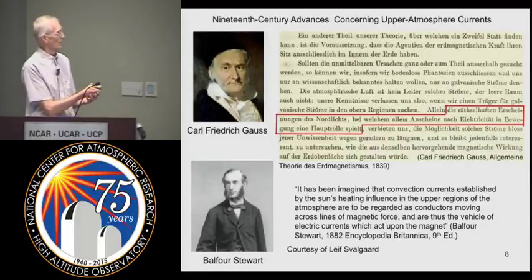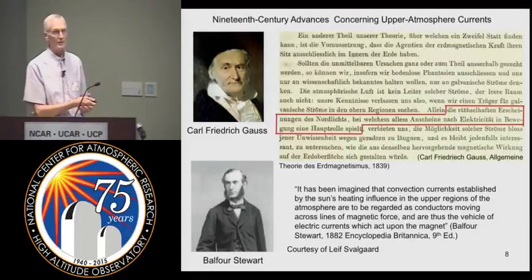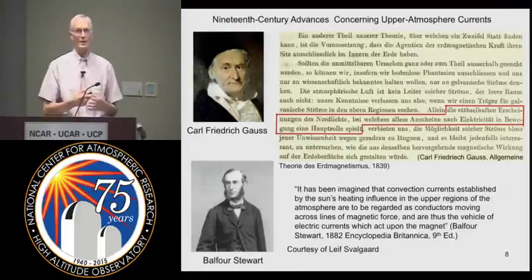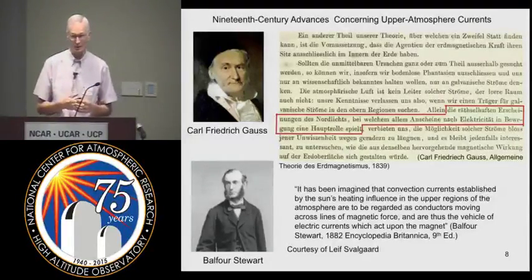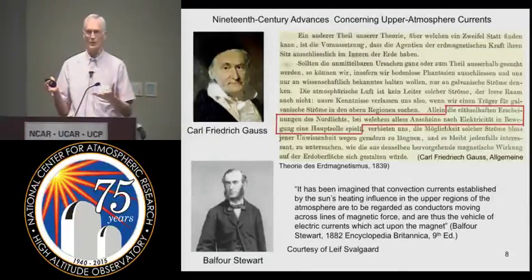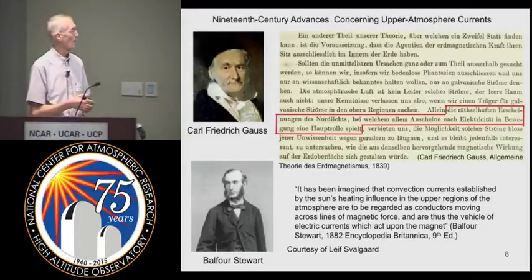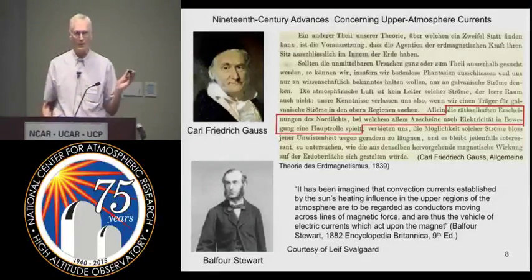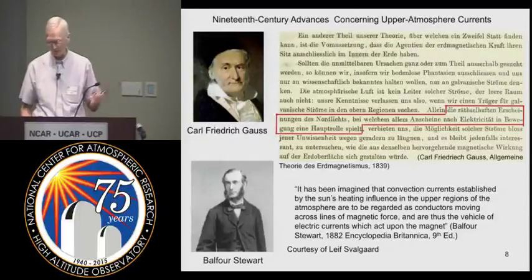So we get to somewhat more modern ideas with Balfour Stewart, who again considered the upper atmosphere to be electrically conducting, and proposed that if we have winds, this would move the conductor through the Earth's magnetic field, generate electric currents like a generator or dynamo, and those currents could be affecting the magnetic field. It turns out this theory is correct.